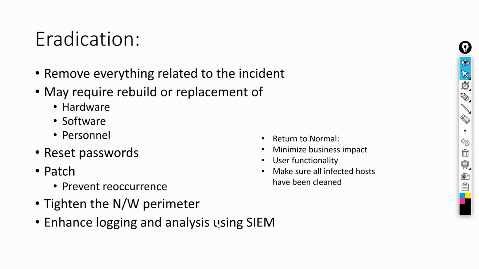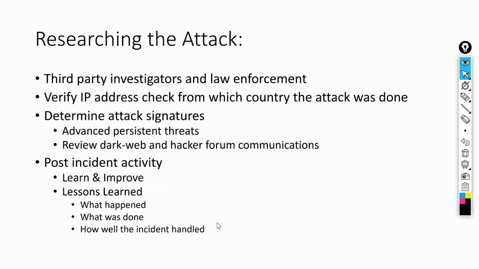Now, once you have done the eradication, the next is researching the attack. This is where you will use machine learning, like active threat analytics or user behavioral analytics, to identify what went wrong, how things went wrong, and what you could have done to prevent this incident from happening. So you are going to research the attack.